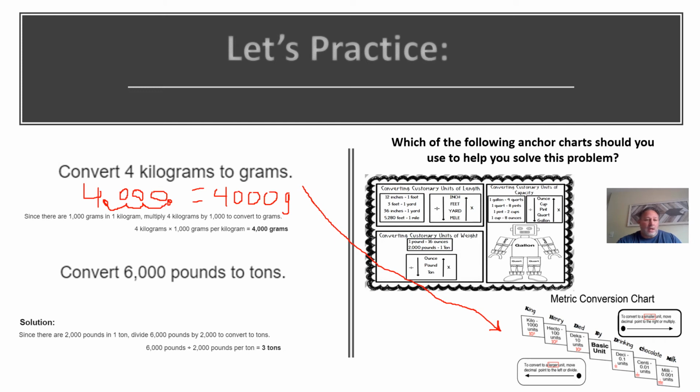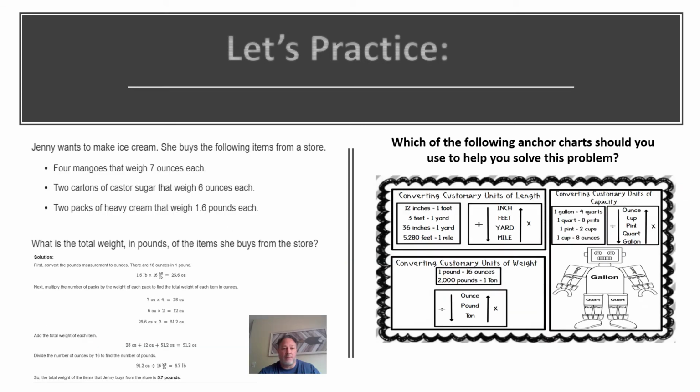Okay? And you'll get your information from down here, or you can go back a couple other pages and you'll see it. So convert 6,000 pounds to tons. We know that 2,000 pounds equals 1 ton. So since there's 2,000 pounds in 1 ton, divide 6,000 pounds by 2,000 to convert to tons. You should know that if I have 2,000 pounds, that's 1 ton, 4,000 pounds is 2 tons, 6,000 pounds equals 3 tons. Okay? We'll move on to the next one.